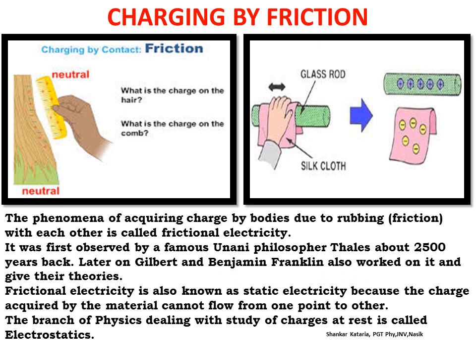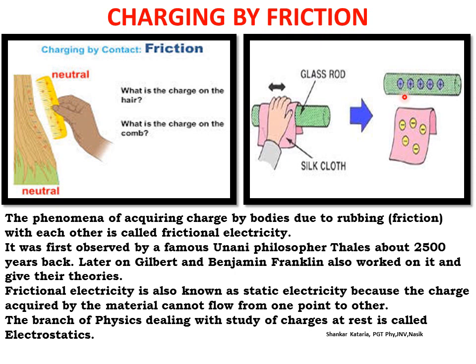By convention, it is believed that the particles which flow from one body to another are electrons, whereas the protons stay inside the nucleus and their movement is not observed.